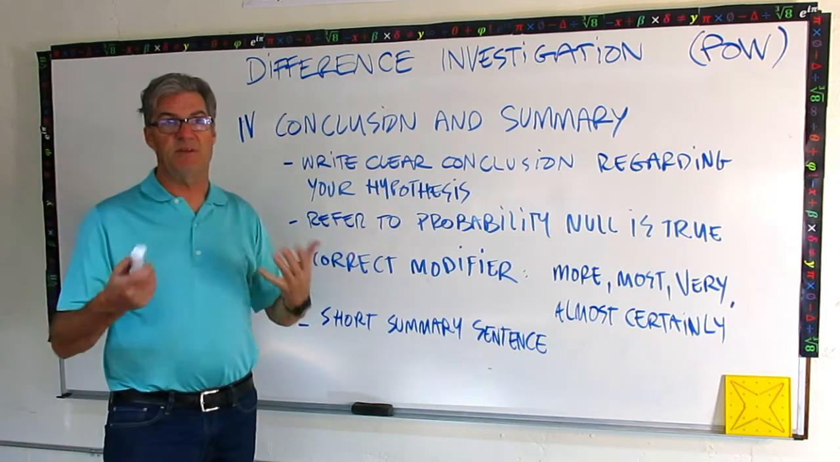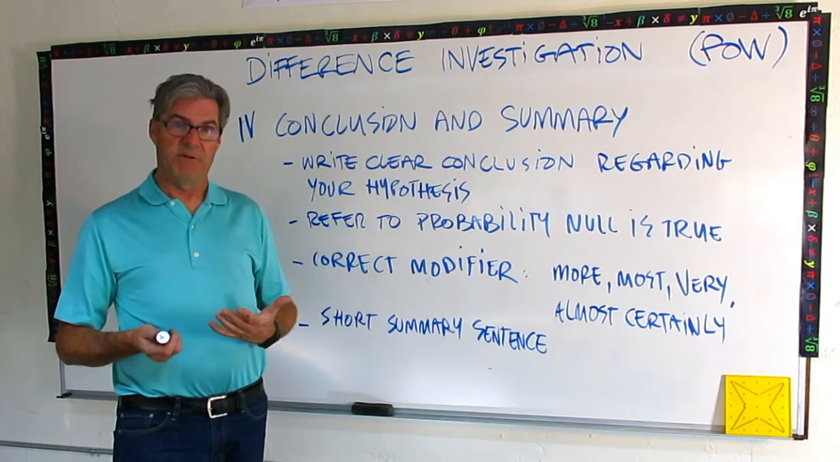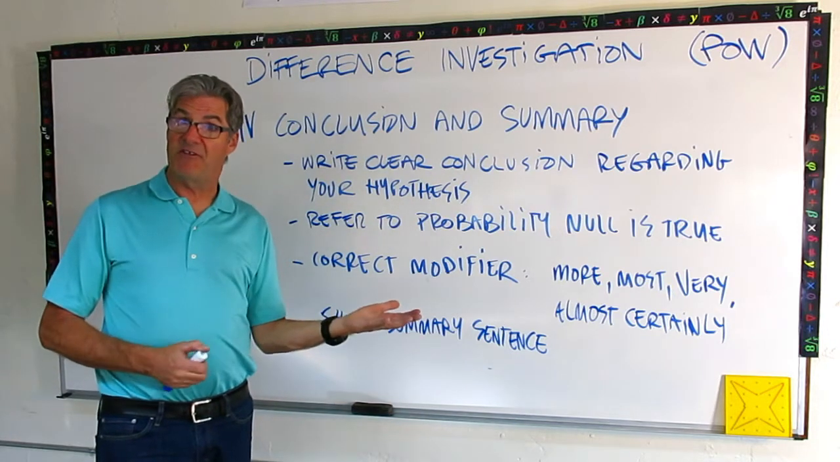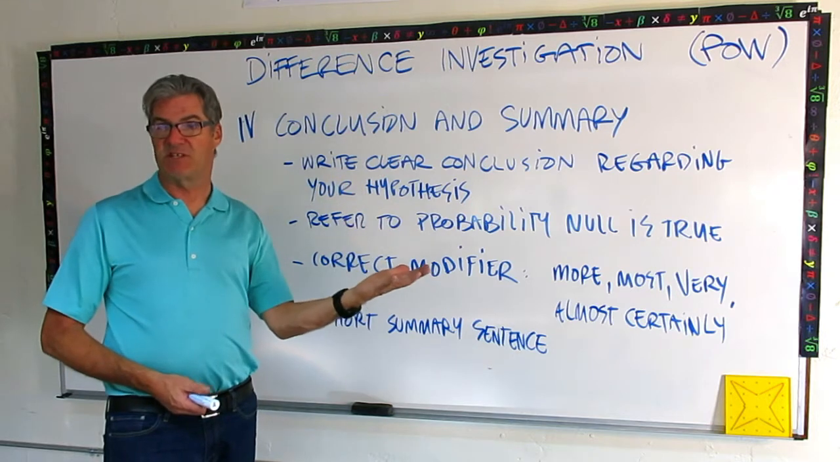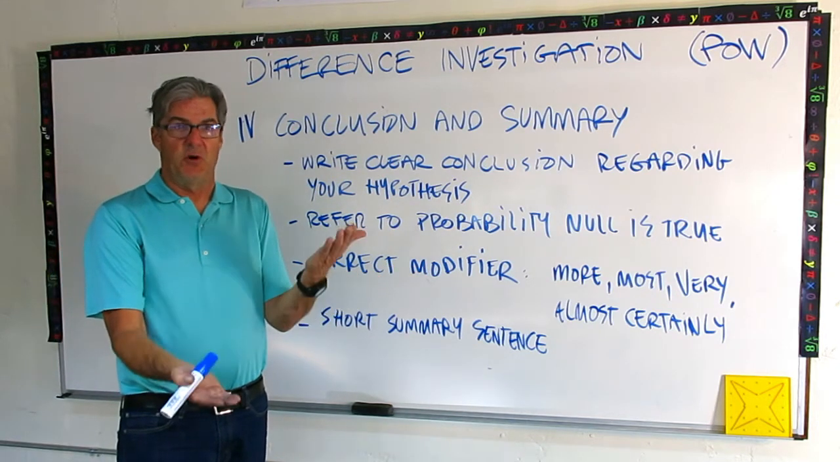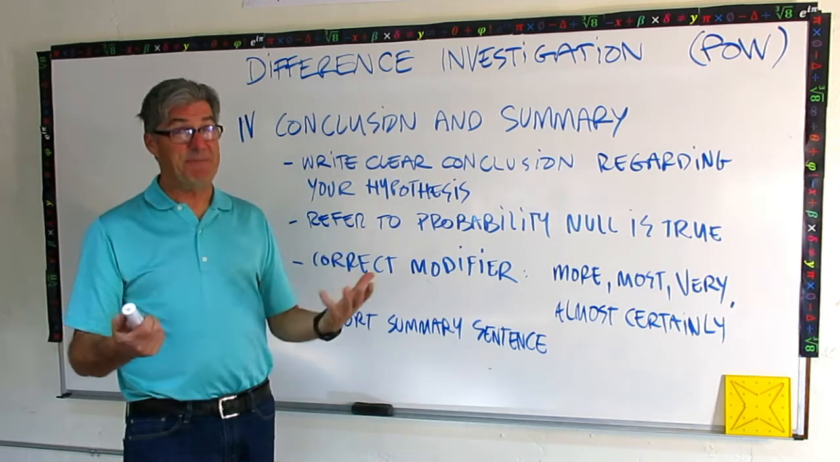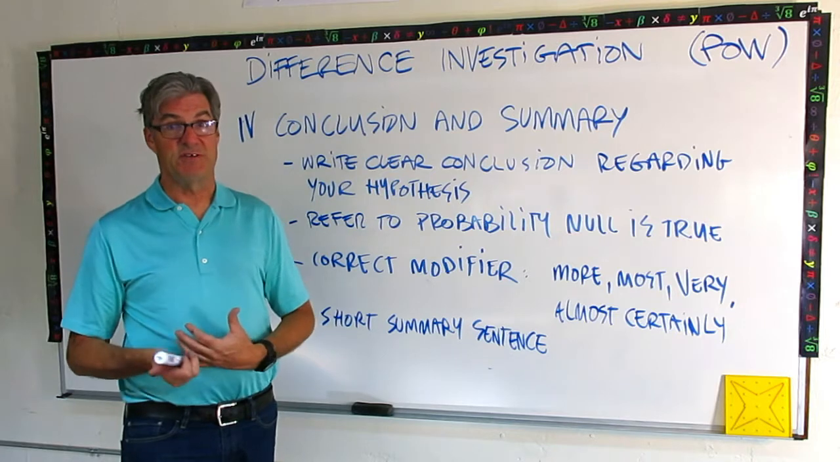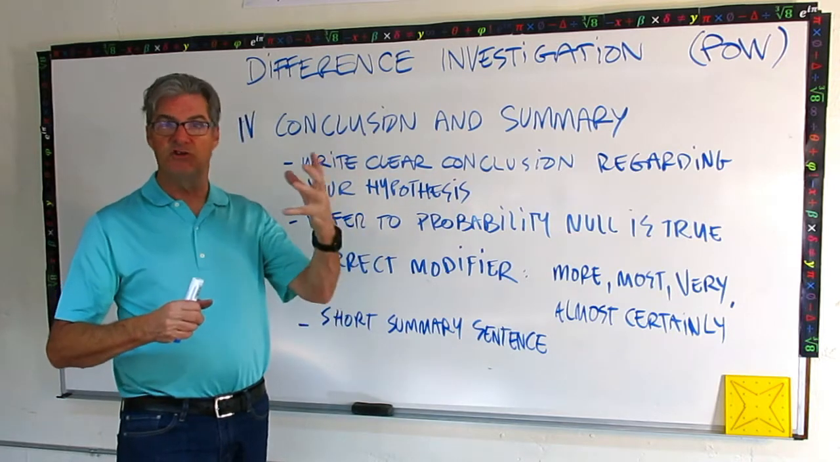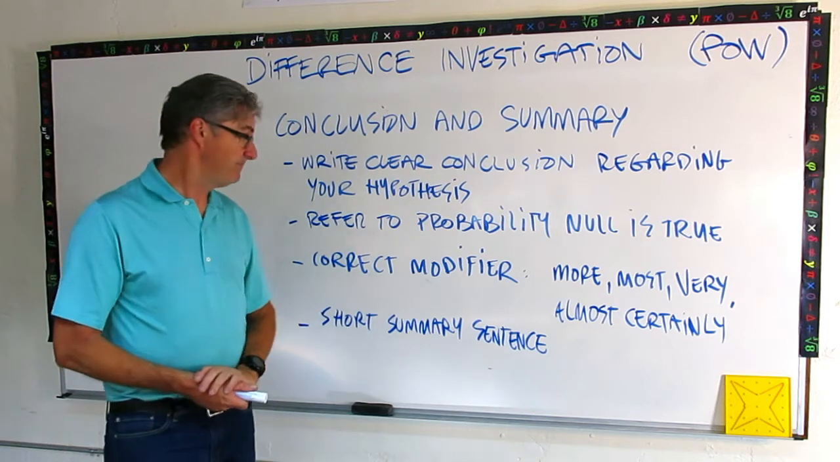So you could say something like, our report is inconclusive because the probability that the null hypothesis was true is 45%. That leaves a 55% chance the hypothesis is true. So both of those things are almost the same likelihood of being true. That means the report is inconclusive. So you want to tie your conclusion to the probability that the null is true. This is an essential step.